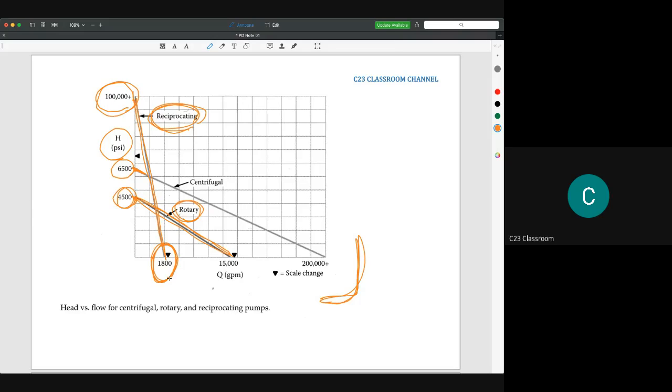Okay, and then you could see that centrifugal could run at around 200,000 plus in terms of speed, meaning gallons per minute. So the flow rate is quite high, but it cannot transfer water to the higher level. Okay, that is the pros and cons of centrifugal pump and reciprocating pump.